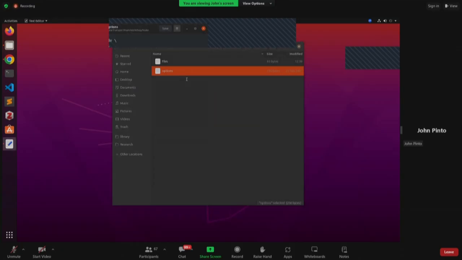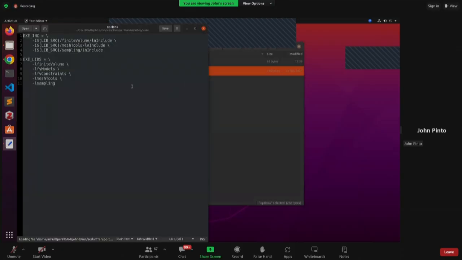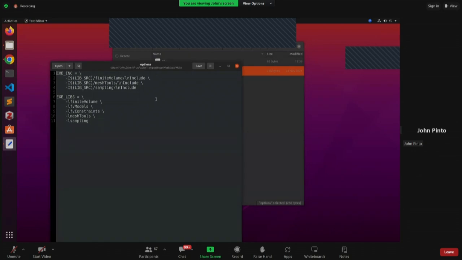Now in options, if you see, these are whatever files will be needed for you to run your case. Something like header files or finite volume tools, mesh tools, sampling. All these things are the ones that you will need for your case.